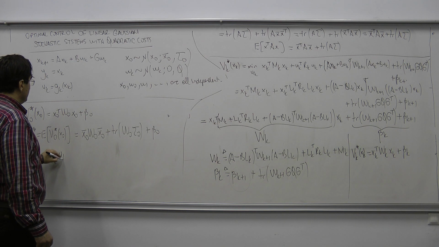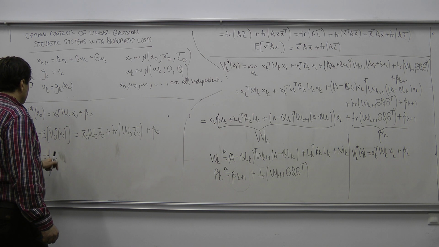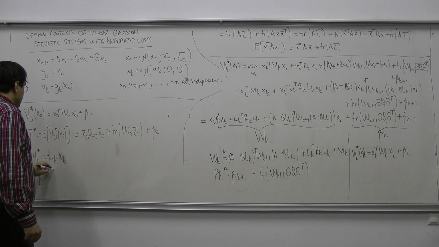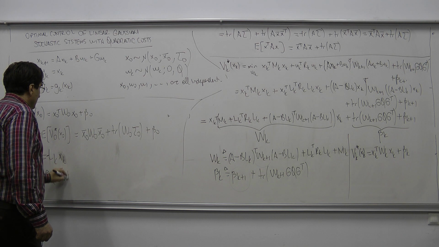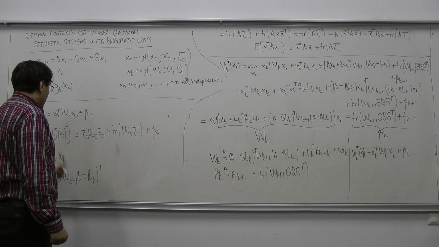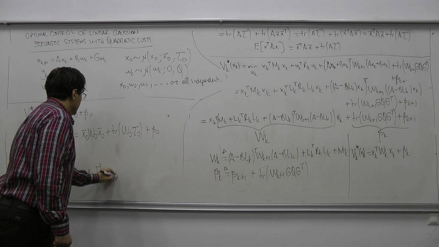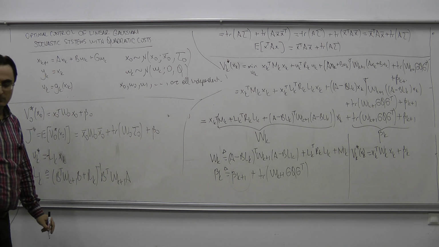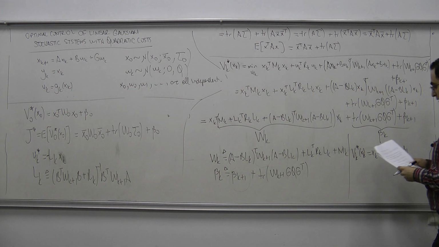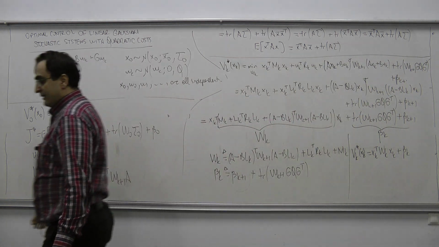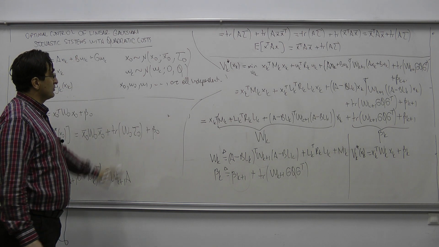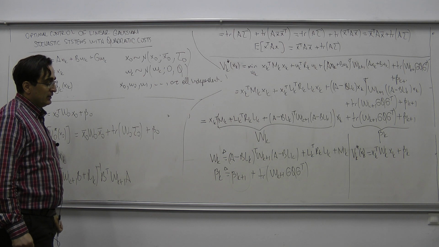The optimal inputs u_k star turned out to be minus L_k times x_k, where L_k turned out to be this matrix: B transpose W_{k+1} B plus R_k, inverse, times B transpose W_{k+1} A. This was the optimal feedback gain. So we see that in the linear Gaussian system with quadratic cost functions, we have linear state feedback.